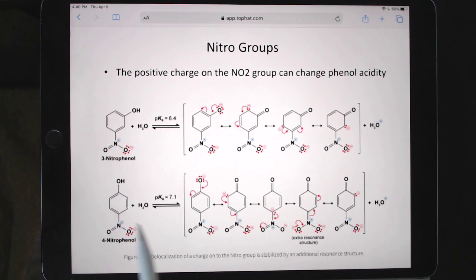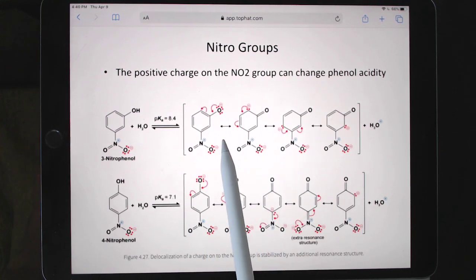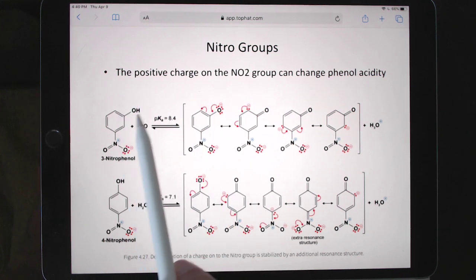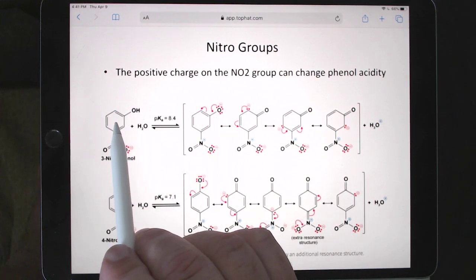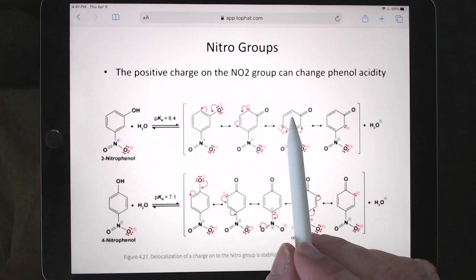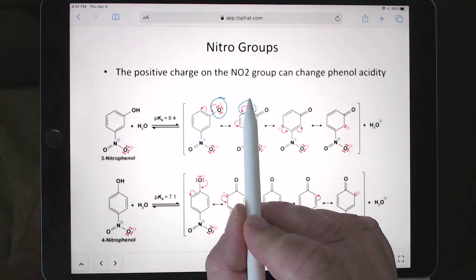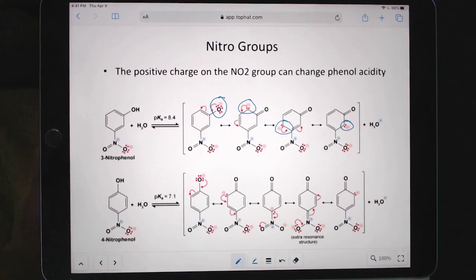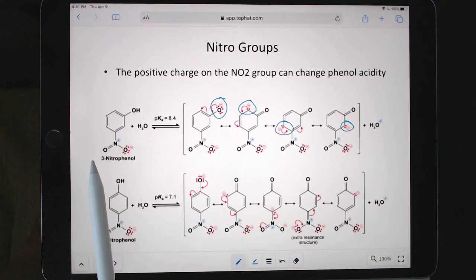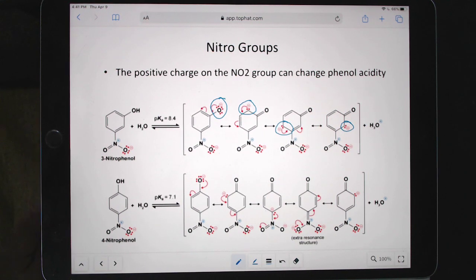Okay, nitro can also work with this. If it's on a phenol, and you take off this OH, the phenol is fairly acidic because you can get resonance stabilization, right? So the positive charge can go here, here, here, and here. That's a lot of resonance stabilization, and the nitro group, because it's got that positive charge right next to the ring, has an inductive effect, so it makes it more acidic than a regular phenol.